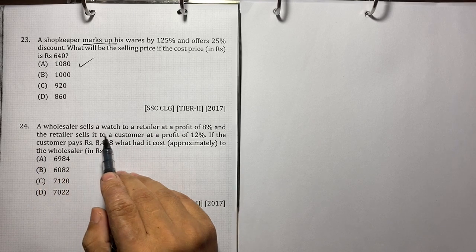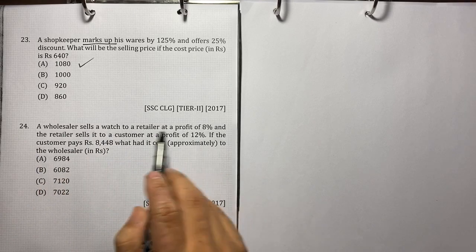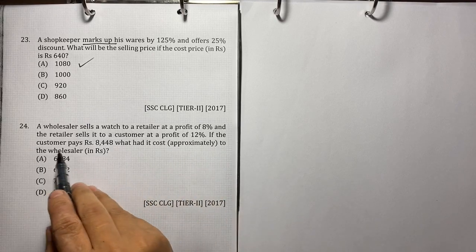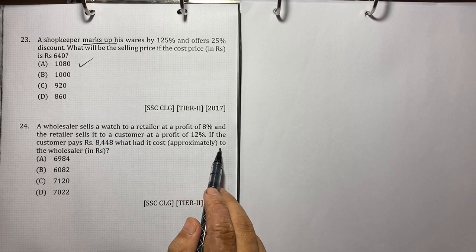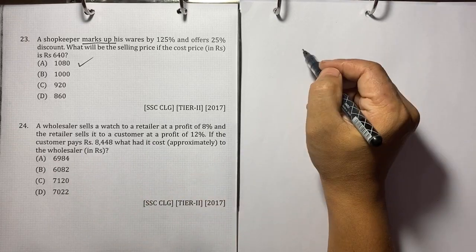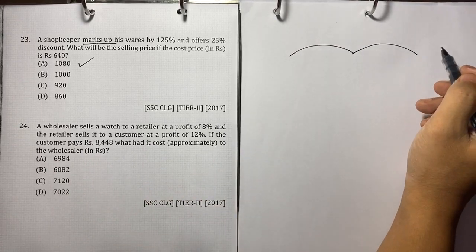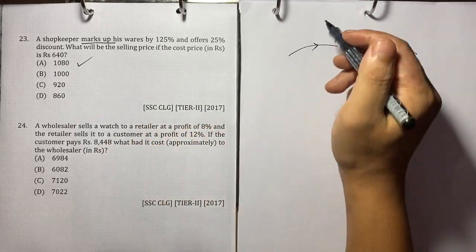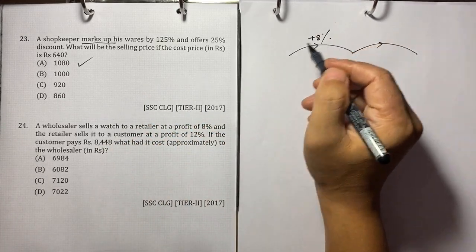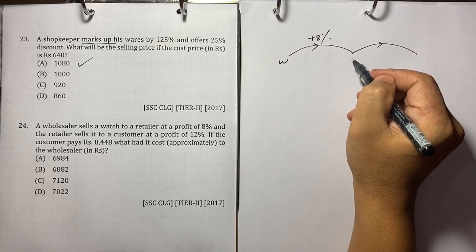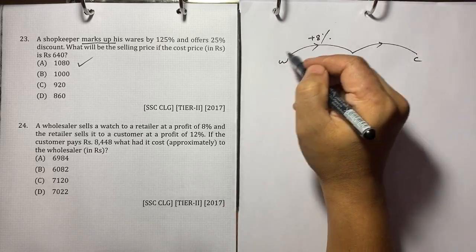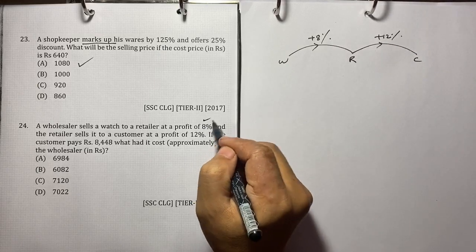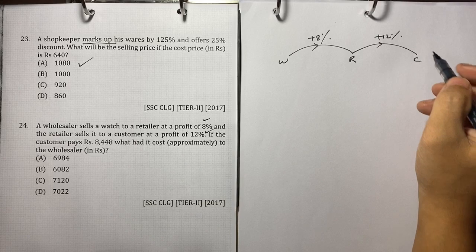A wholesaler sells a watch to a retailer at a profit of 8%, and the retailer sells it to a customer at a profit of 12%. If the customer pays this price, what did it cost approximately to the wholesaler? The item is exchanging multiple hands. This is a profit and loss problem, chapter 5. The wholesaler gets 8% profit, then the retailer gets 12% profit, and then the customer.